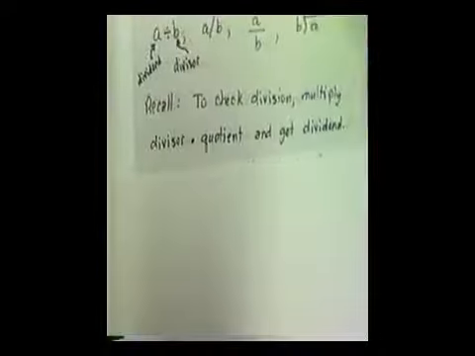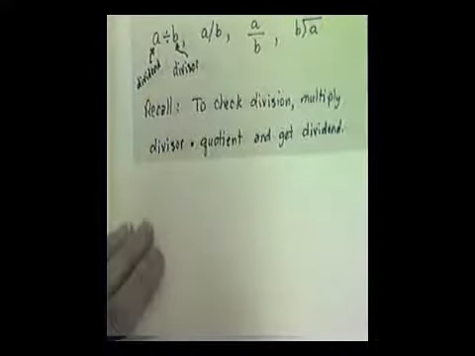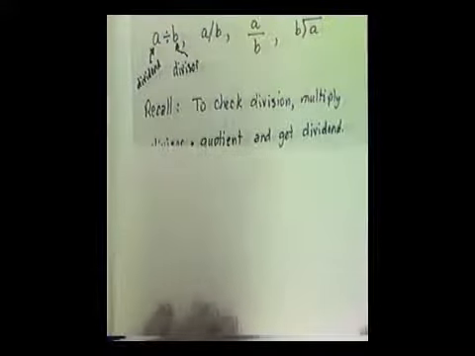So, let's think about how we check division. And this is where the reverse operation for multiplication comes into play. To check division, multiply the divisor times the quotient and get the dividend.